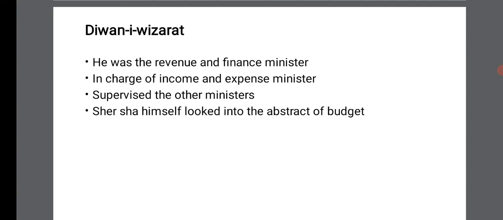He was the Minister of Revenue and Finance and was therefore in charge of the income and expenditure of the empire. Besides, he exercised a general supervisory authority over other ministries. As Sher Shah had intimate knowledge of the working of the revenue department, he took an enlightened interest in its affairs. We have it on the authority of the historians of the age of Akbar that Sher Shah daily looked into the abstract of income and expenditure of his kingdom and made enquiries about the state of finances and the arrears due from the Parganas.